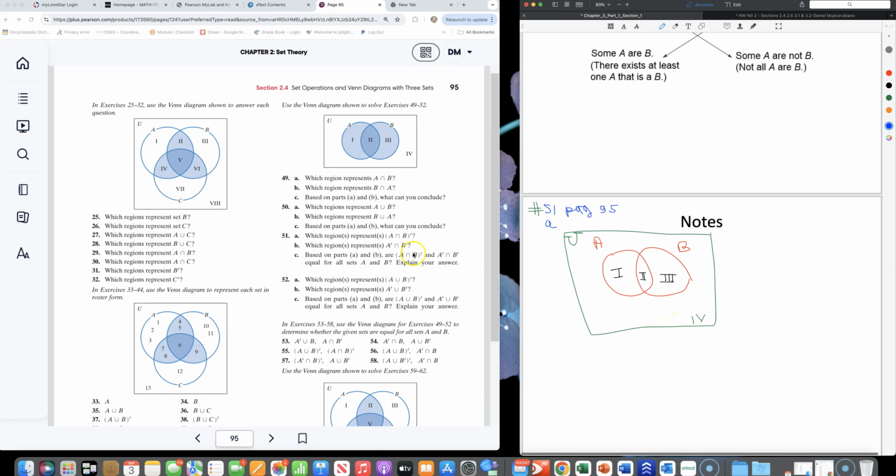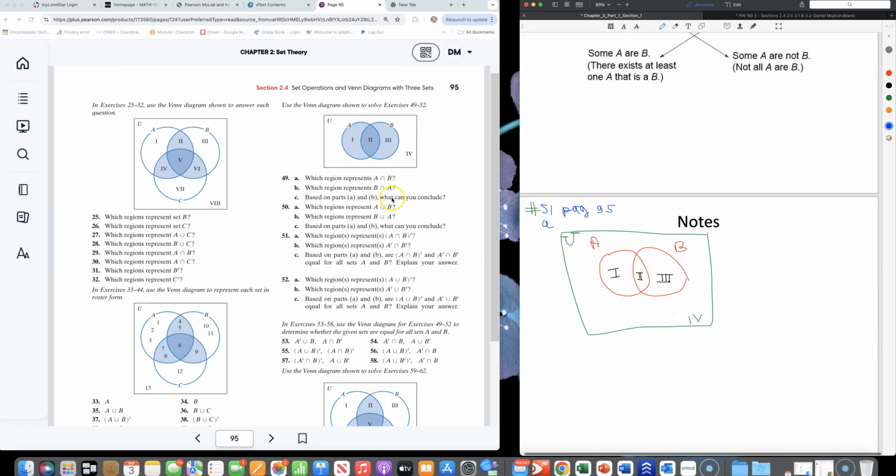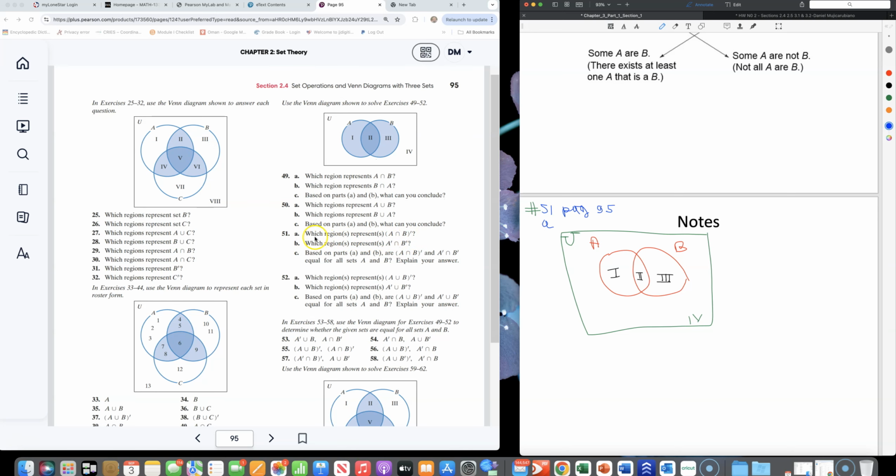So they want us to identify the complement of A intersection B. Well, you can do this exercise by using the Venn diagram directly.